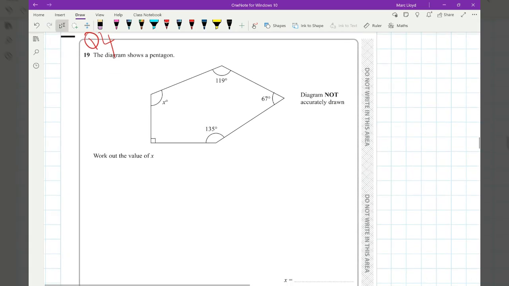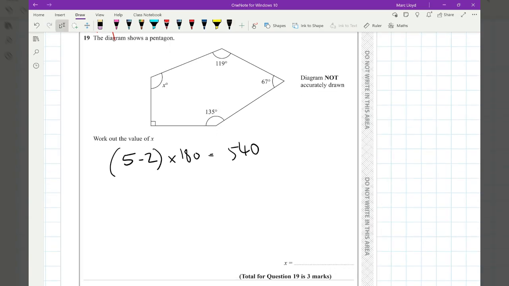Okay, question 4. The diagram shows a pentagon. Work out the value of x. So a pentagon's got 5 sides, and if we take away 2 and multiply by 180, that tells us that the interior angles of a pentagon are 540. We then do 540, take away 119, 67, 135, and then this last angle, which is 90, and that will tell us what x is going to be.